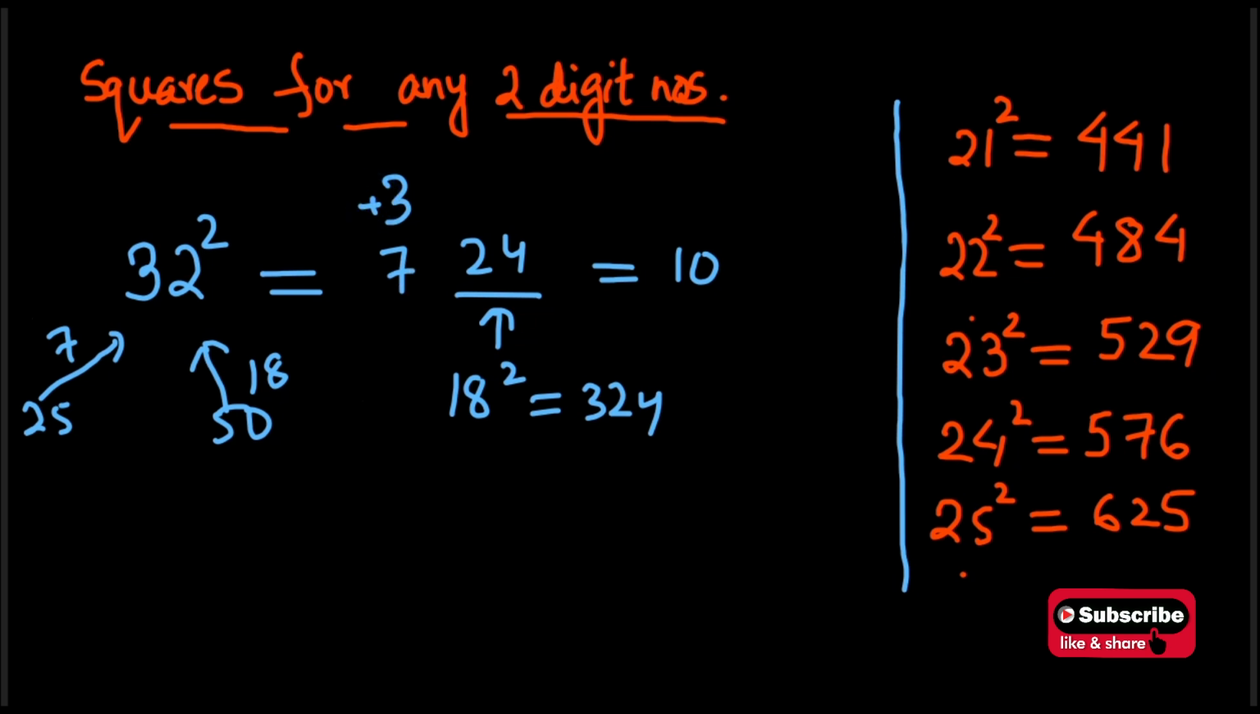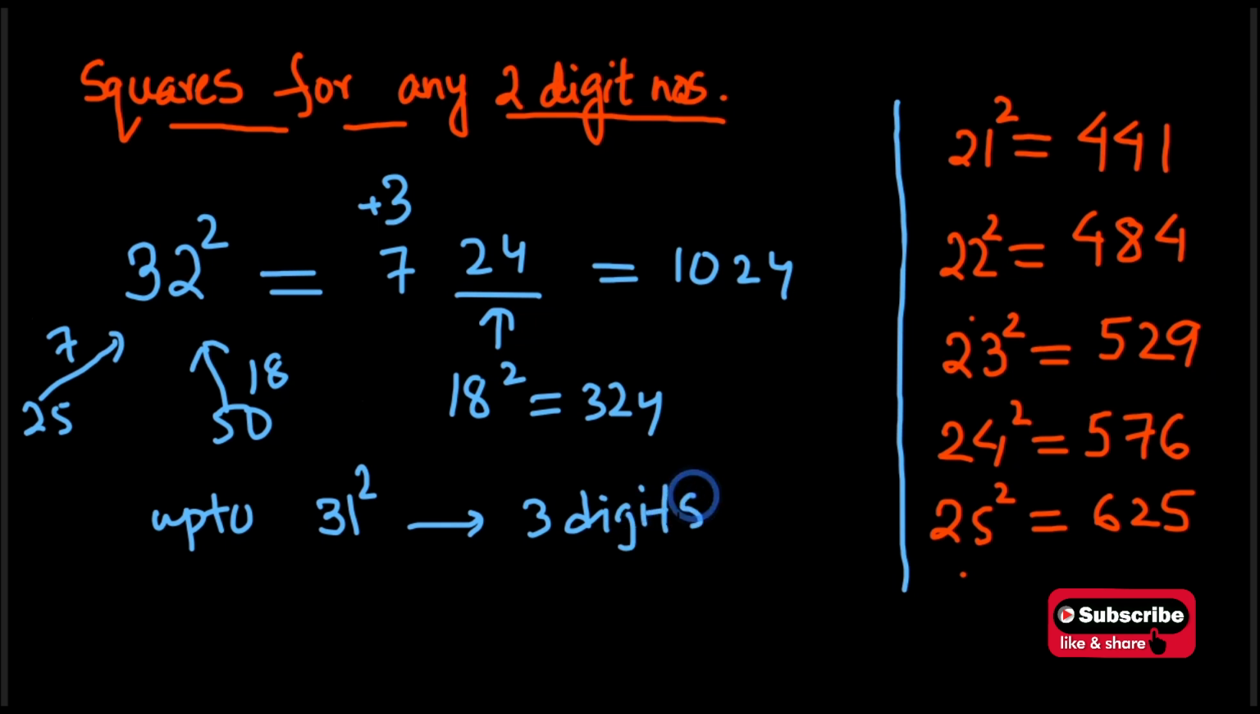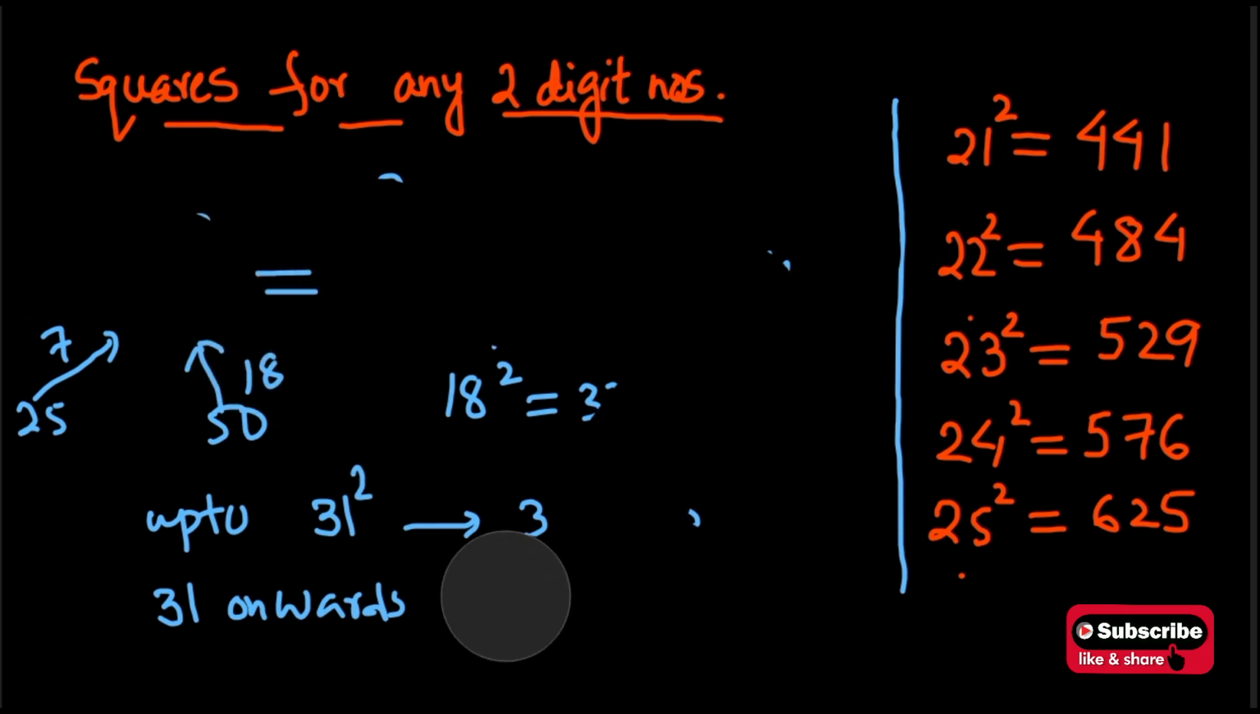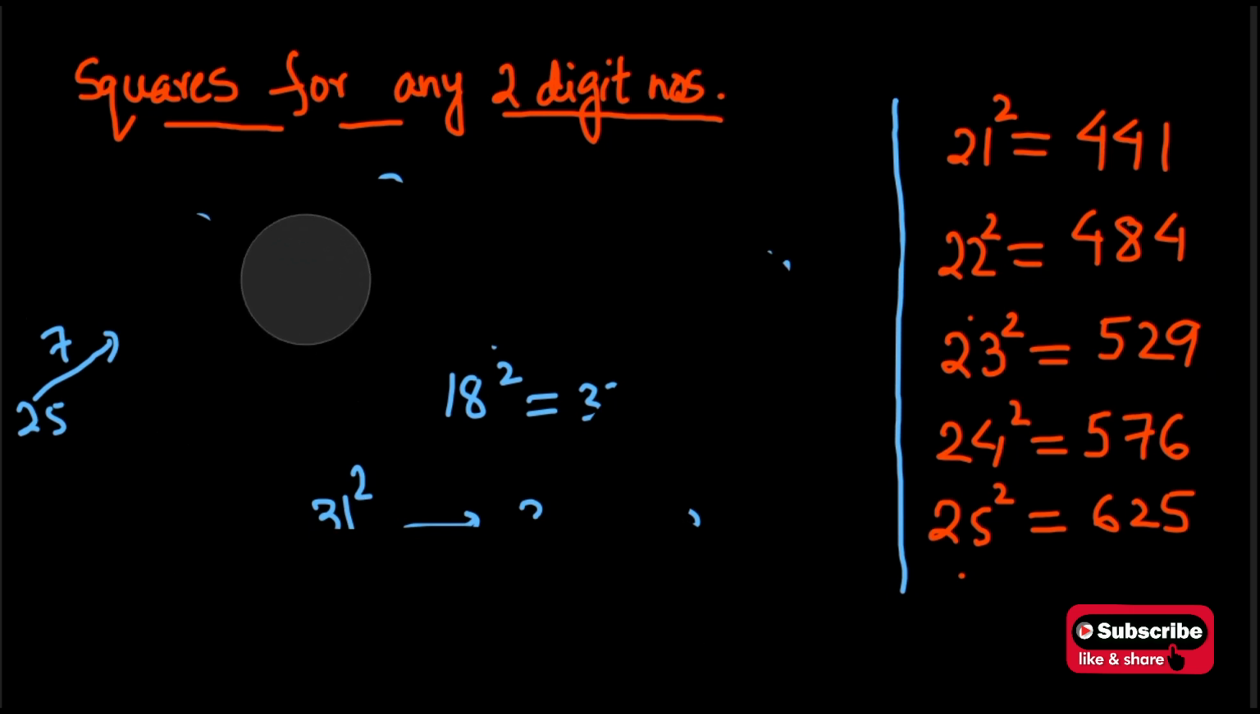So it will be 7 plus 3 is 10, and 24. Also remember that any number whose square gives 4 digits will start from 32. Up to 31, the square will be a 3-digit number, and from 32 onwards, it will be a 4-digit number.